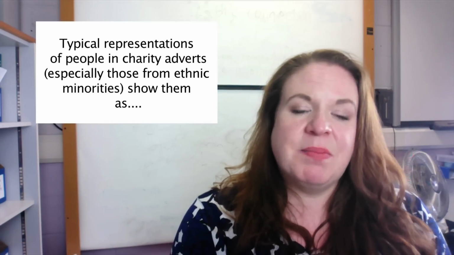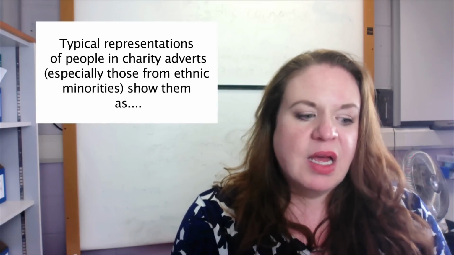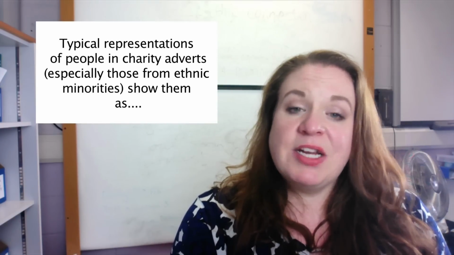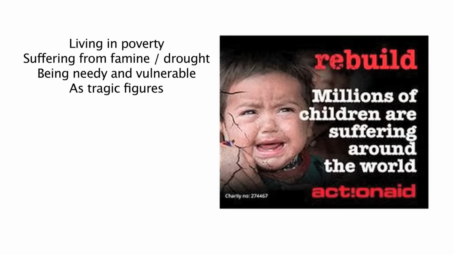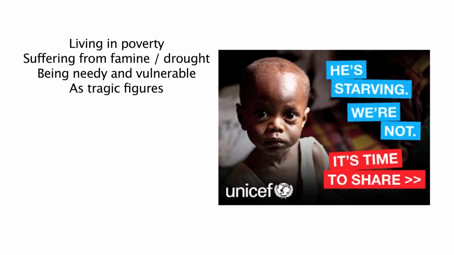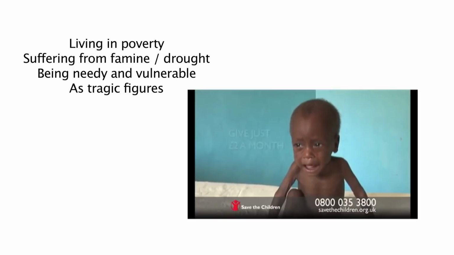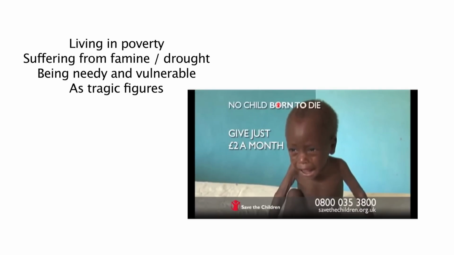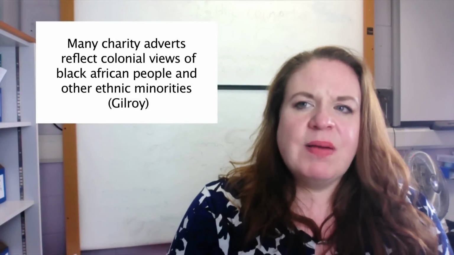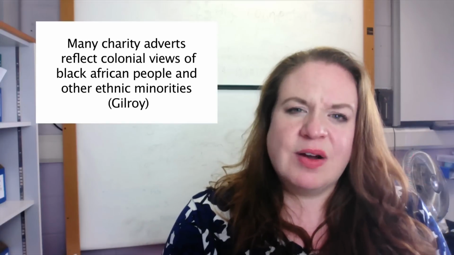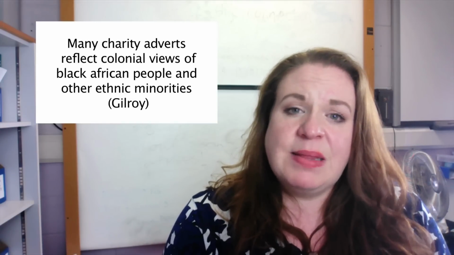We often see representations that are quite negative in terms of ethnic minorities. A lot of charity adverts tend to represent people in quite a vulnerable, weak, sympathetic manner. Especially when they are based in places within Africa, we often see people suffering from famines, droughts, poverty, and the representations often show them as quite needy and show people living in these areas as needing help from people within Britain in order to have a better life. And so this very much ties in with Paul Gilroy's ideas about post-colonialism being evident in the media.